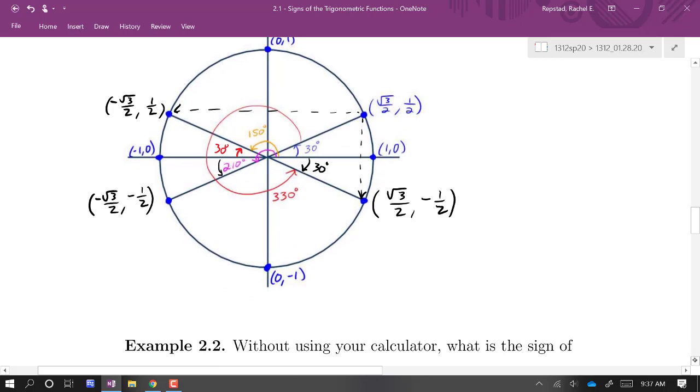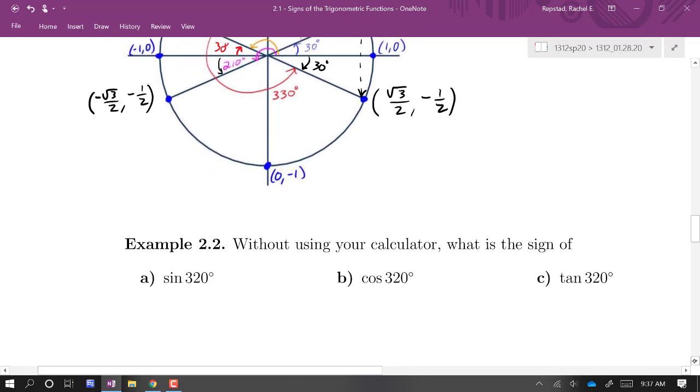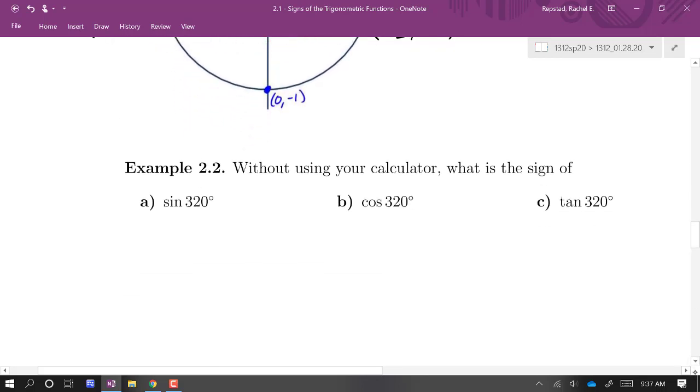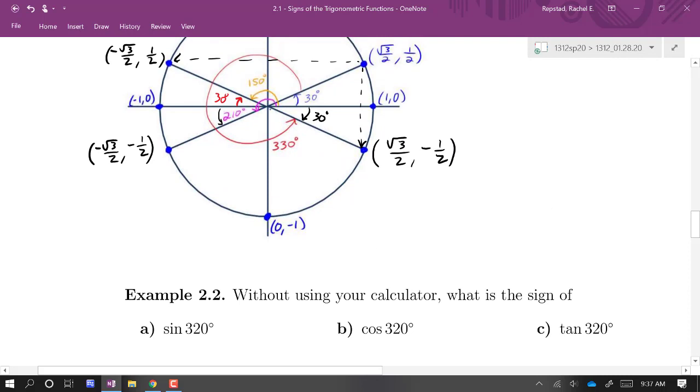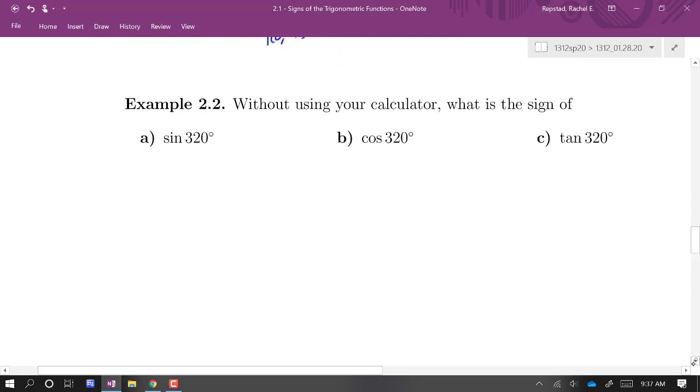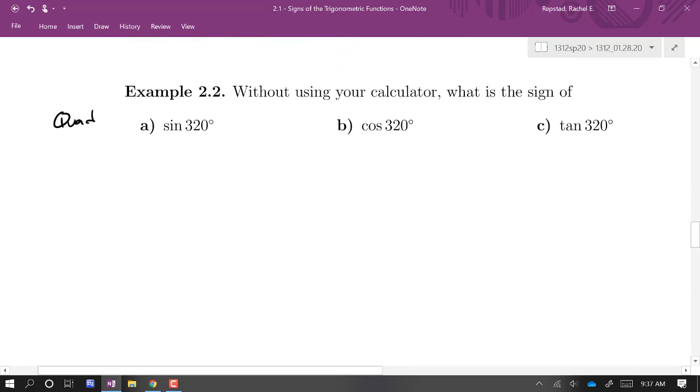Without using a calculator, what should be the sign, S-I-G-N, of each of these values? Sine of 320 degrees. Should that be positive or negative? Negative. Why? Well, that would go around, and it's 40 degrees the other way. Yeah, so 320 degrees is going to be here, right? It's in the fourth quadrant. So sine is negative.